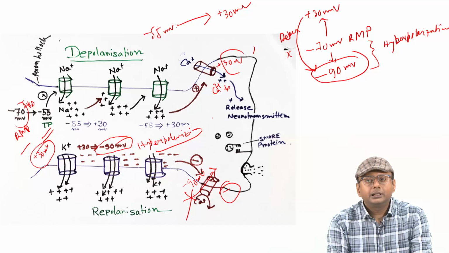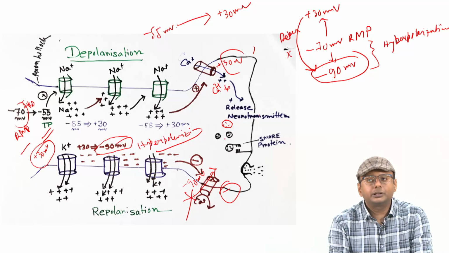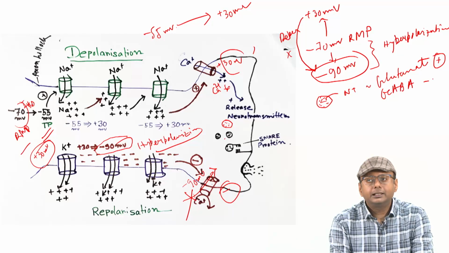As you see, there are a lot of vesicles, and they have neurotransmitter in them. These vesicles, which are present in the axonal terminal area, have a lot of neurotransmitter, and they can be glutamate, which is a stimulatory neurotransmitter, or GABA, which is an inhibitory neurotransmitter.